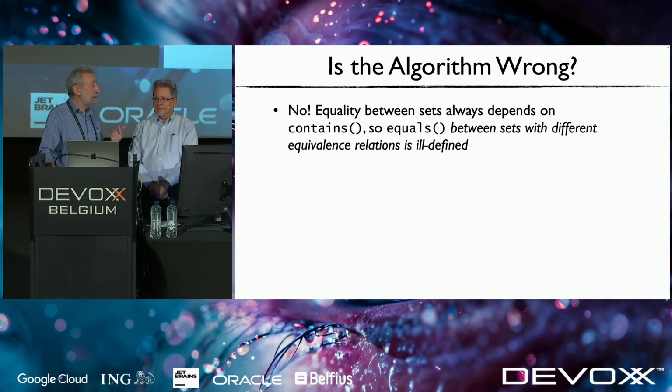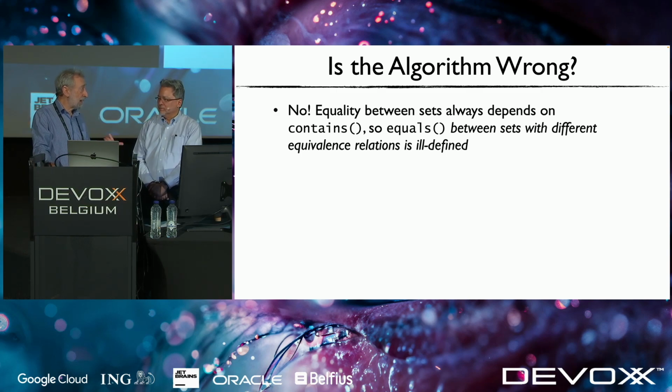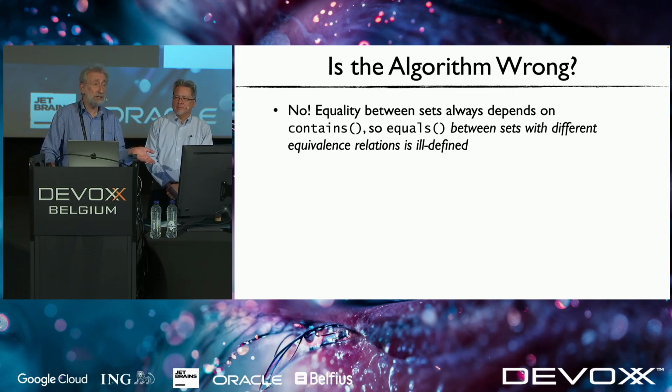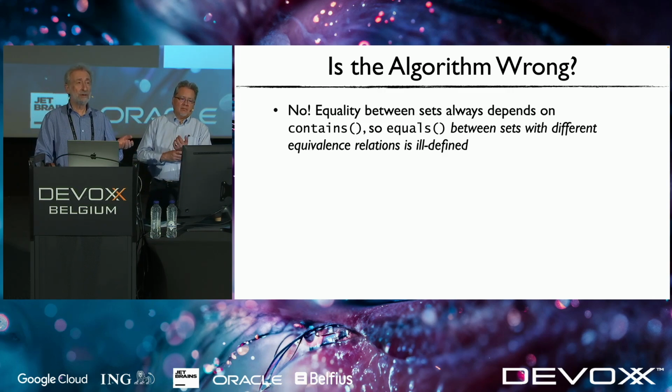And that's why the equals relation that you saw at the end of that little script was asymmetric. It just wasn't symmetric. So you ask the tree set, are you equal to the hash set? And it says, yeah, sure. And you ask the hash set, are you equal to the tree set? It says, no way. And that's always going to happen if you have two different contains relations.